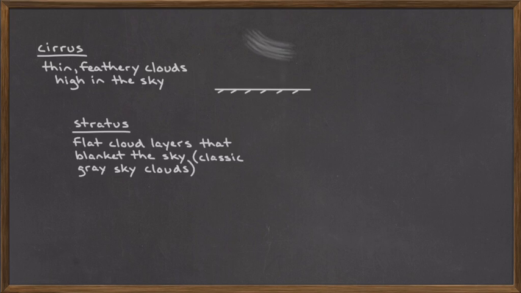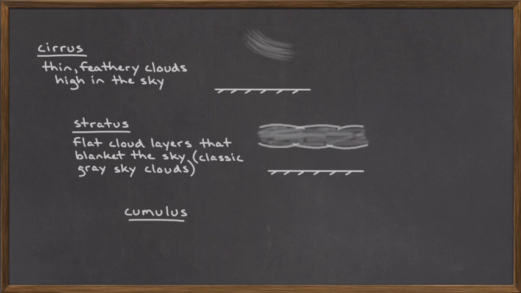If I had to represent that by schematic, it would look something like this. There's the ground again. And stratus clouds are clouds that form in layers that blanket the sky, so they look kind of like this. It would be a layer of cloud that extends over a wide region and covers a significant portion or all of the sky. Okay, so we've got cirrus, which are thin, feathery, high clouds. Stratus are cloud layers. And the third type of cloud is cumulus clouds.